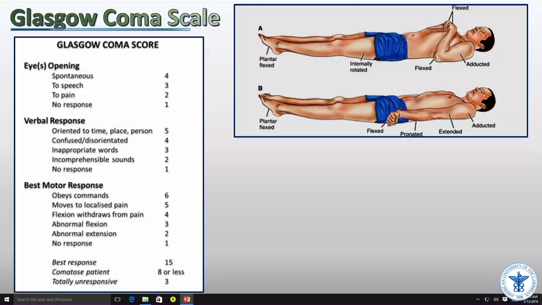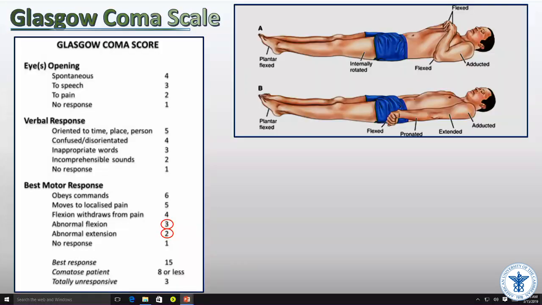There are certain parts of the GCS which aren't perfect, but it was initially described for traumatic brain injury, but it's been used to evaluate patients with all kinds of intracranial problems, including tumors and hematomas and everything.